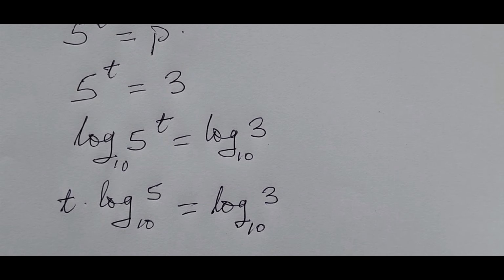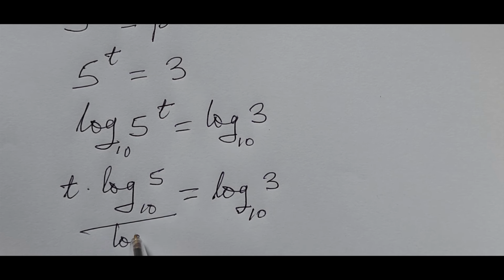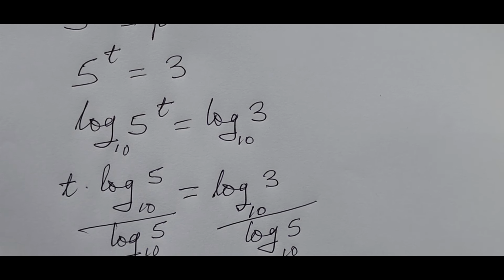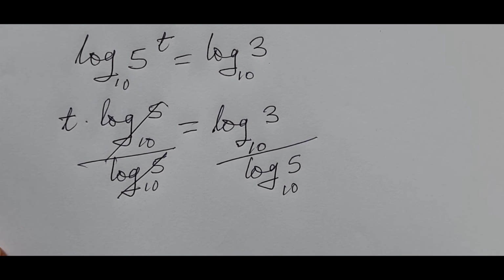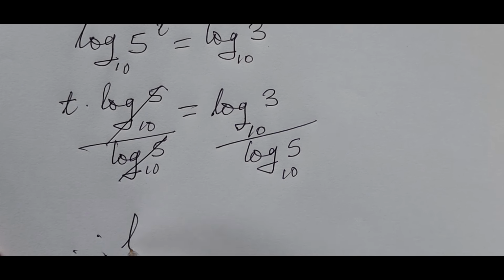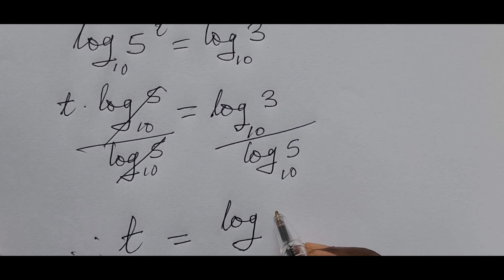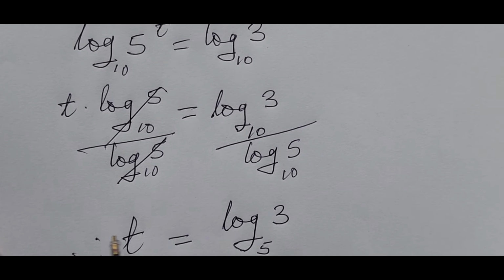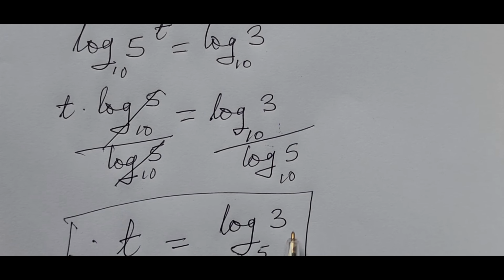We're looking for t. So the simple way to do this is just to divide by the log of 5 base 10. We equally do the same thing to this side. So we have log of 5 base 10. This and this leave the system. So we are now left with t. We now have therefore t is equal to the log of 3 base 5. This is another way of rewriting this expression here. So we have log 3 base 5.